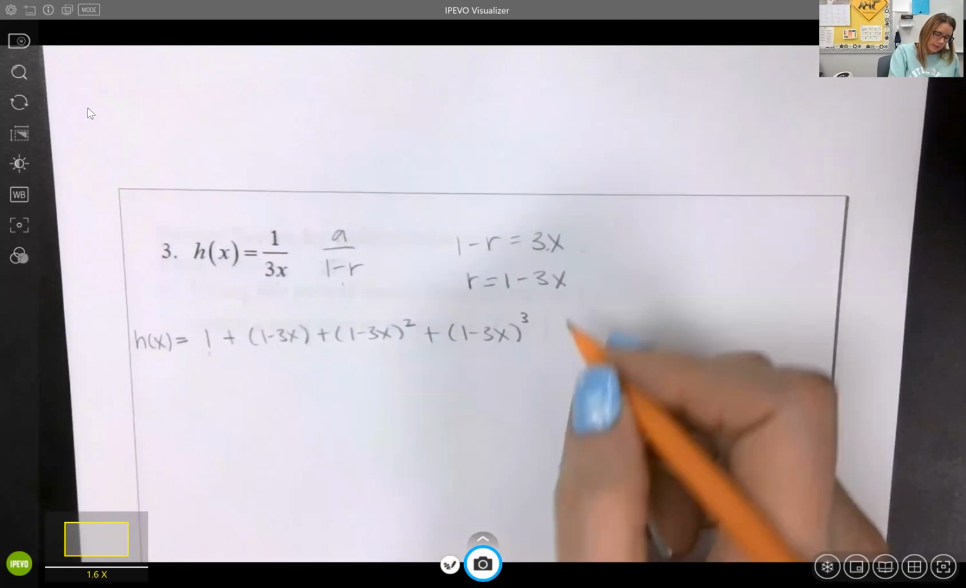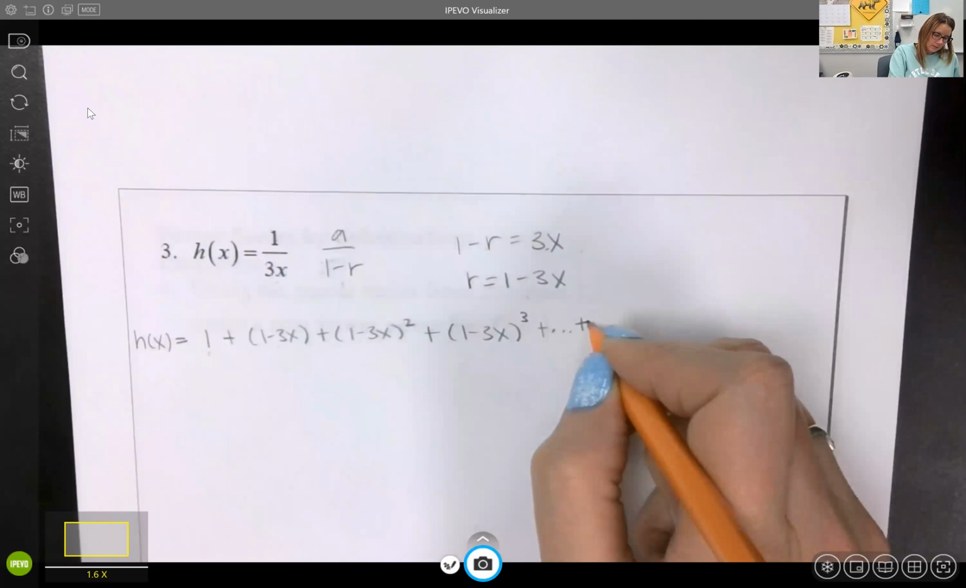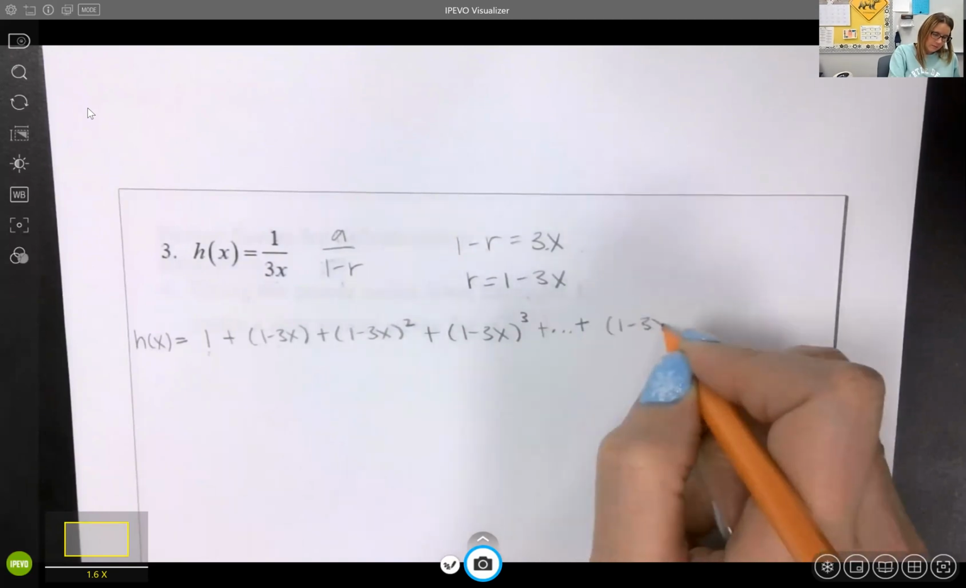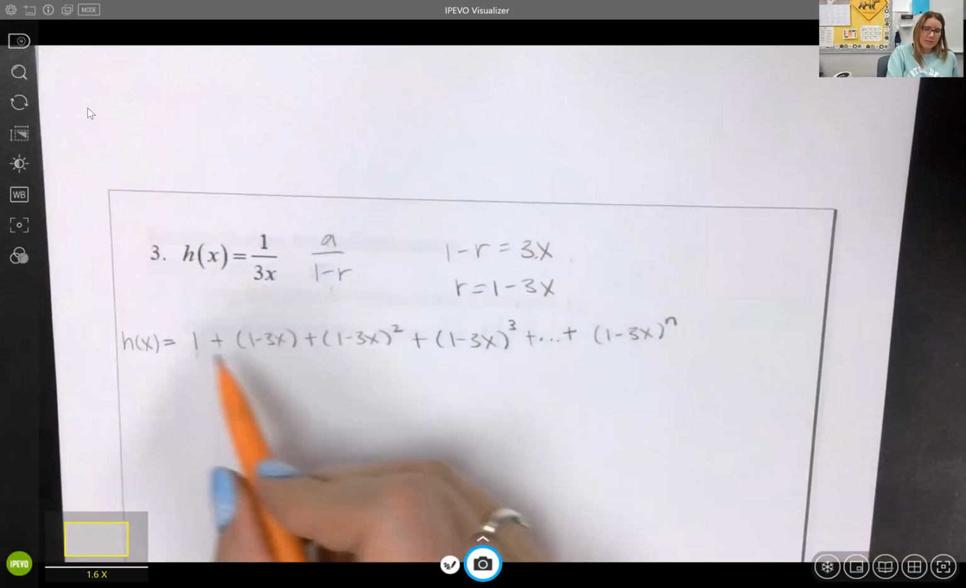Okay, and then the general term is going to be 1 minus 3x to the n. And for the first n, it's going to be 0, so that I get 1.